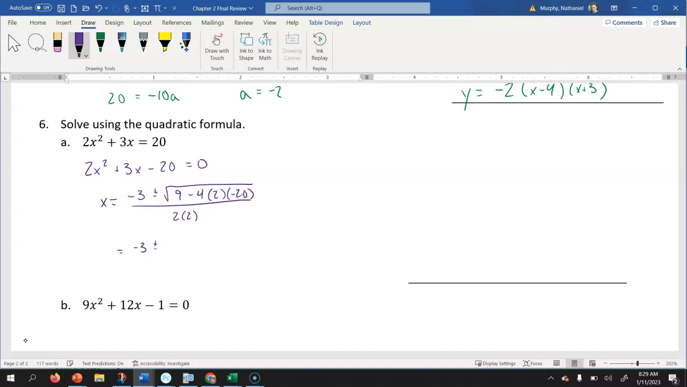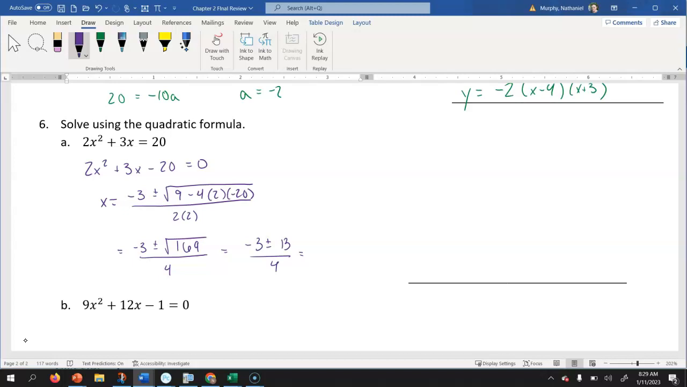All right, do this in parts. Do not try to do this all at once on your calculator. You want to simplify under the square root first. What you can do on your calculator is type in just 9 minus 4 times 2 times negative 20. When you do that, you get 169. The square root of 169 is 13. So there's going to be two answers, one where we add 13 and one where we subtract 13 from negative 3.